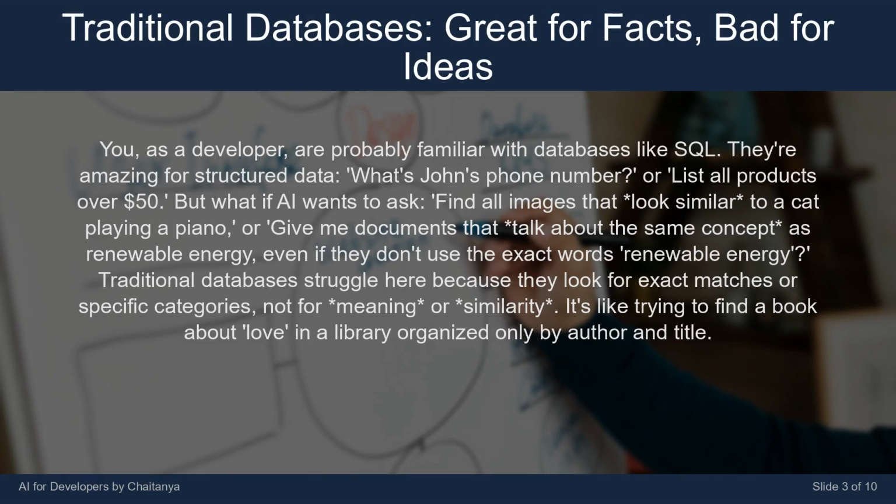They're amazing for structured data. What's John's phone number? Or list all products over $50. But what if AI wants to ask, find all images that look similar to a cat playing a piano, or give me documents that talk about the same concept as renewable energy, even if they don't use the exact words renewable energy? Traditional databases struggle here because they look for exact matches or specific categories, not for meaning or similarity. It's like trying to find a book about love in a library organized only by author and title.